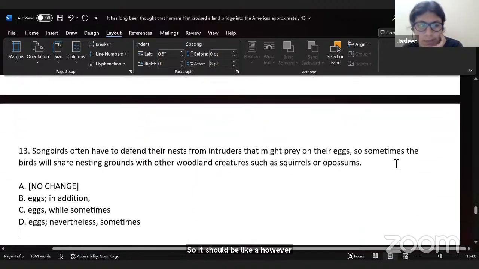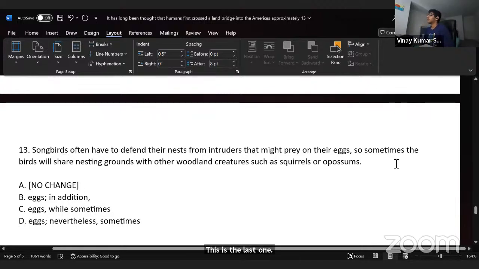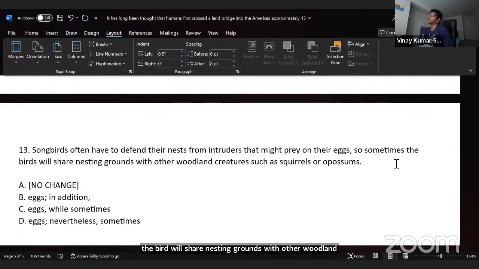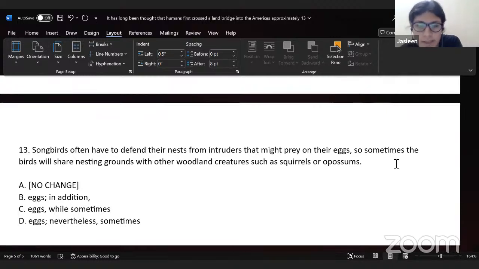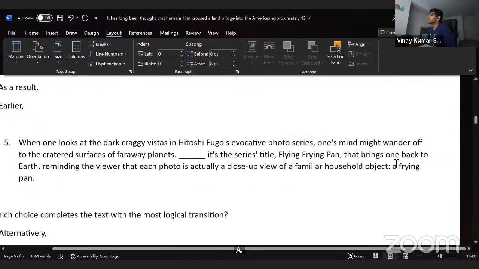This is the last one. Songbirds often have to defend their nest from intruders that might prey on their eggs. So sometimes the bird will share nesting grounds with other woodland creatures such as squirrels or opossums. A. Perfect. So did you find these questions to be easy? Yeah. Okay.